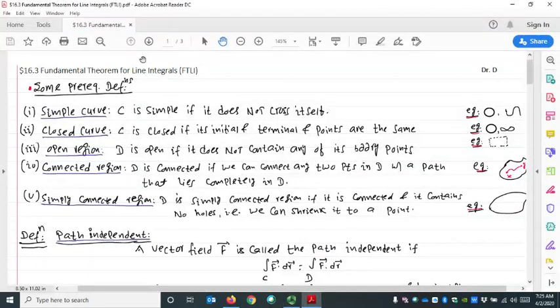Today I'm going to cover the fundamental theorem for line integrals. It's the first big theorem in vector calculus. So let me start with some prerequisite definitions.